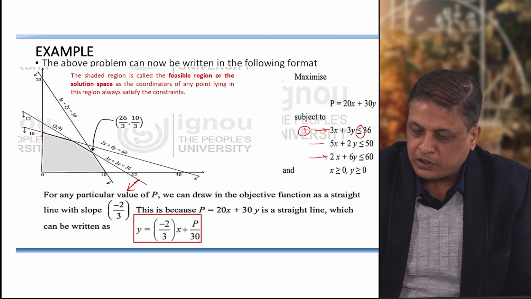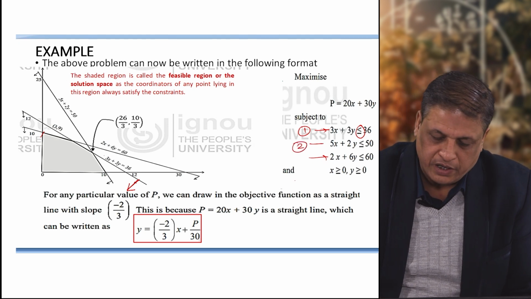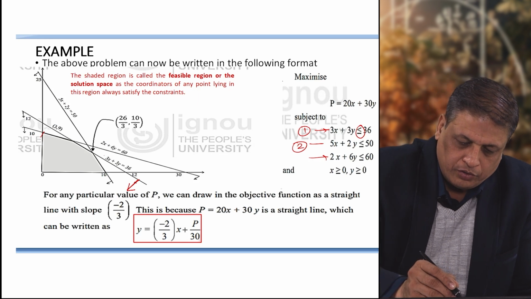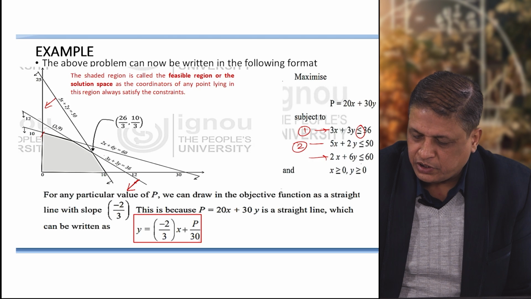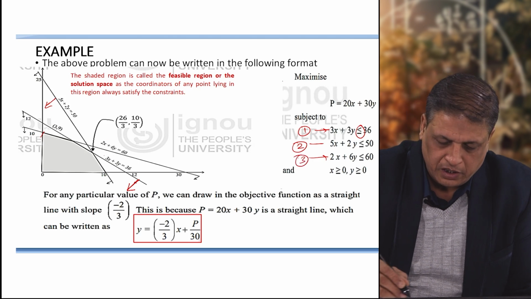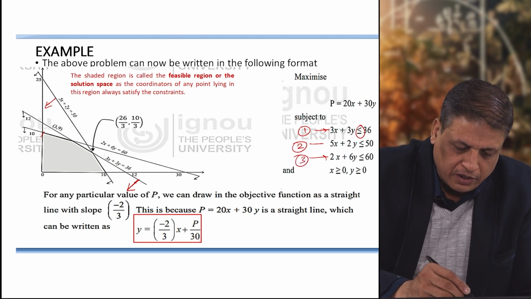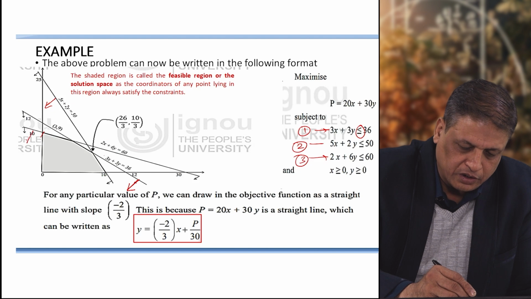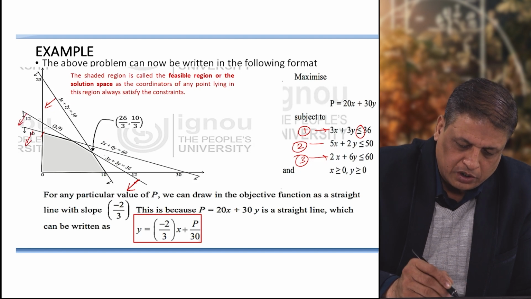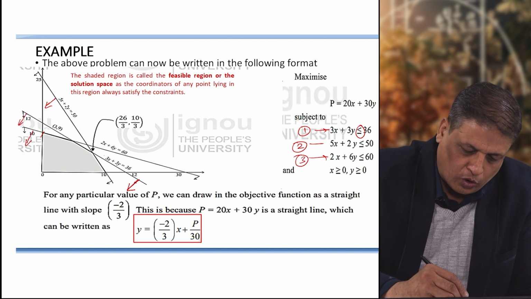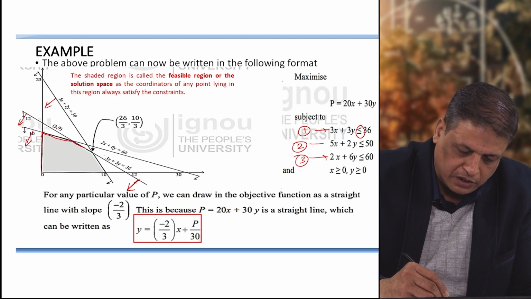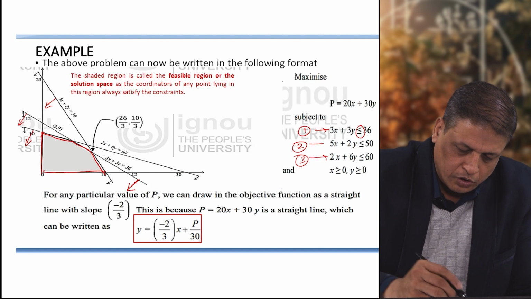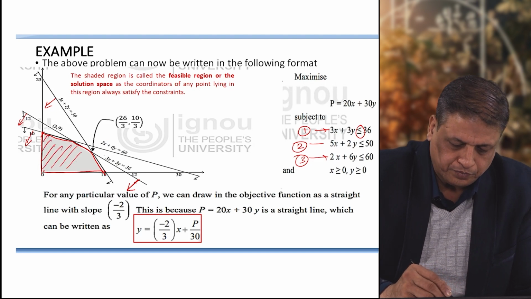Similarly, 5x plus 2y is less than 50, so again you are going to get this region, and 2x plus 6y is less than 60, so again you are getting this region. So all are getting into this region. The intersection of all these three regions, wherein all these three lines are appearing, is only this region. So, this is the feasible region.